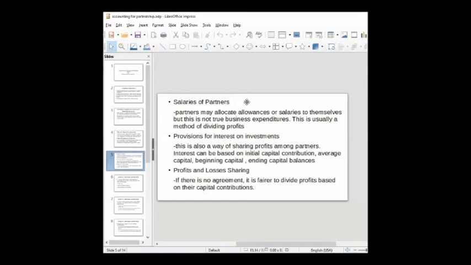This is just the same with the salaries of partners. But this time you are taking the investment of the partners, or the total investment of the partners that you agreed, or the partnership agreed on.